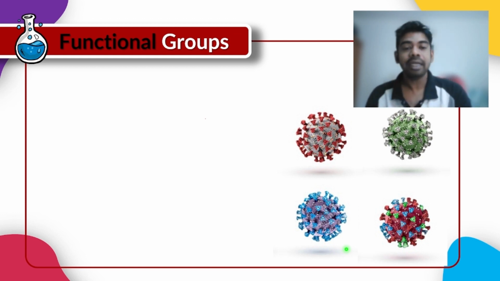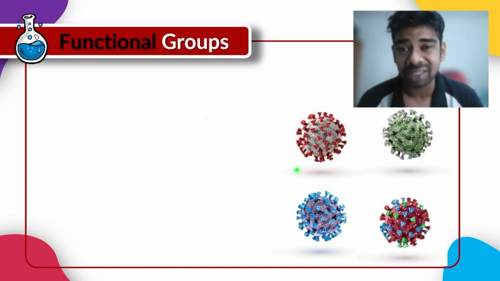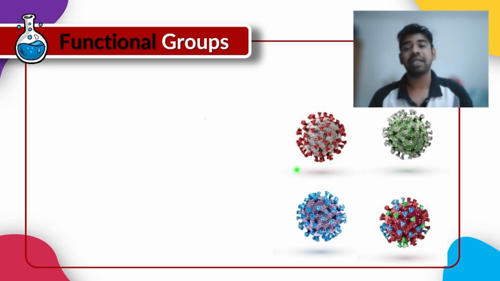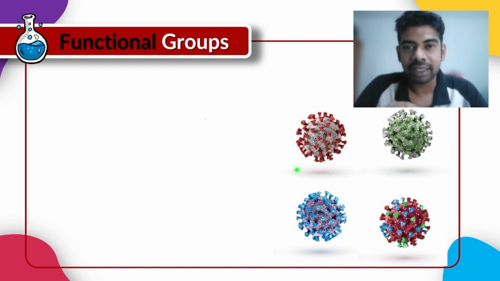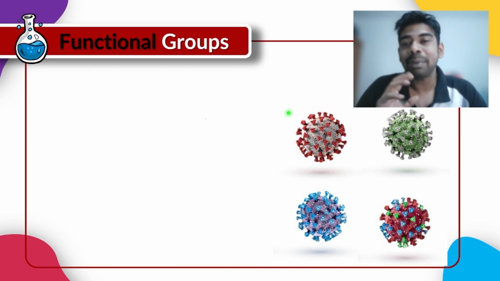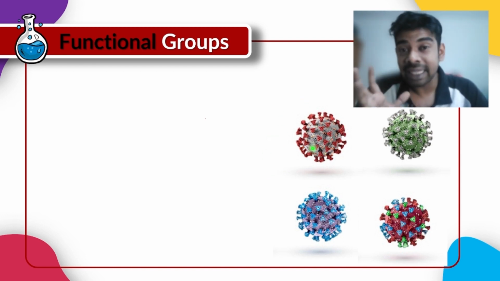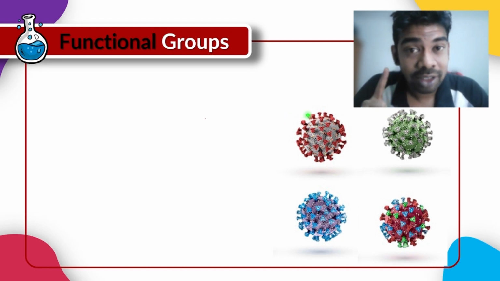So for example, you might have heard about the alpha variant, then you have beta, gamma, then you had the delta variant. So there were many variants of coronavirus running across. Now, when you have to create a vaccine for these kinds of viruses, the most important thing is to understand the chemical composition of it.